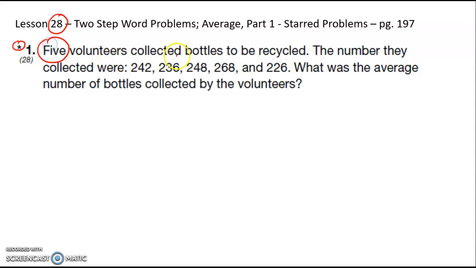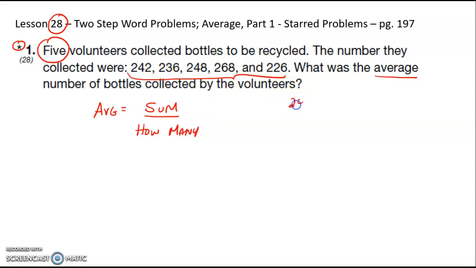5 volunteers collected bottles to be recycled. The numbers they collected were, and then we have the list. What was the average? So we know that the formula for average is equal to the sum over how many?